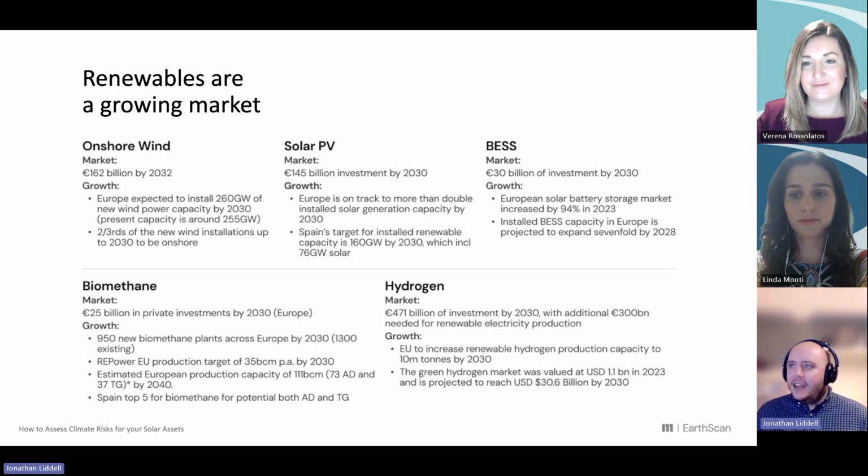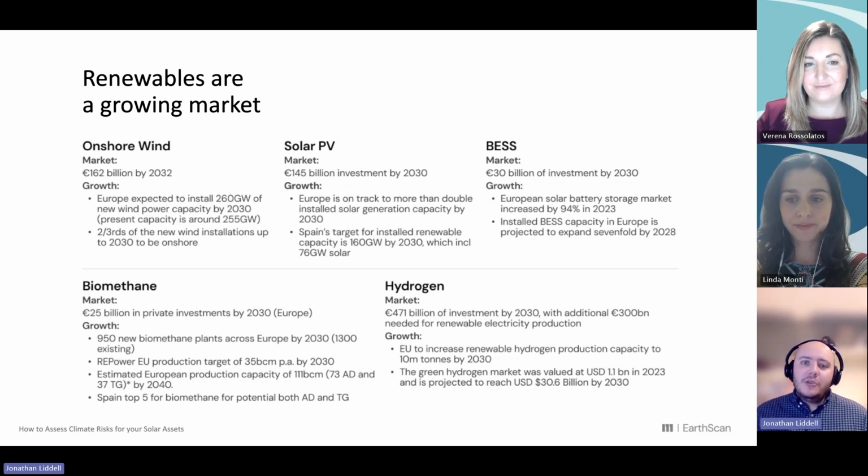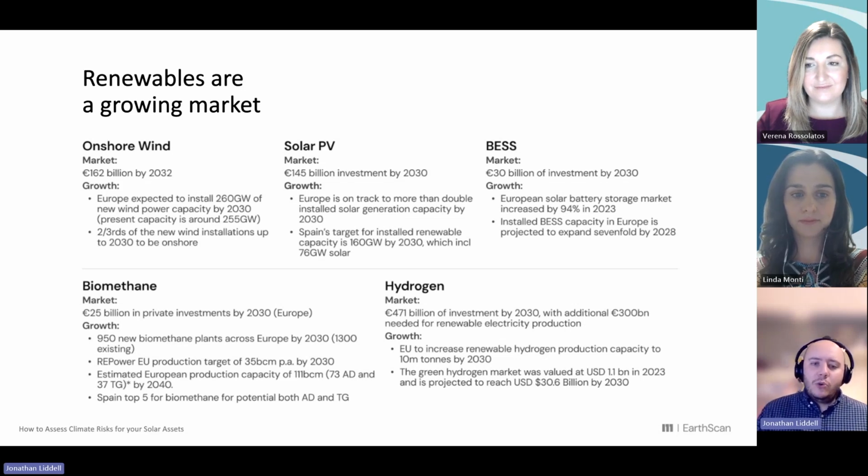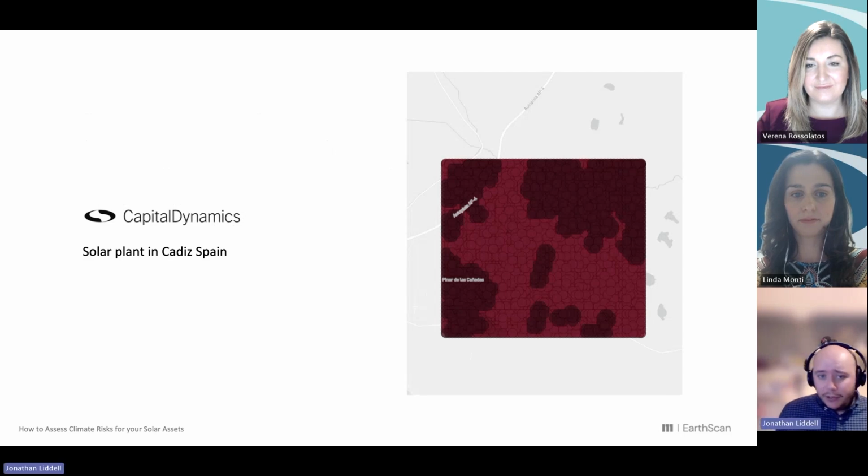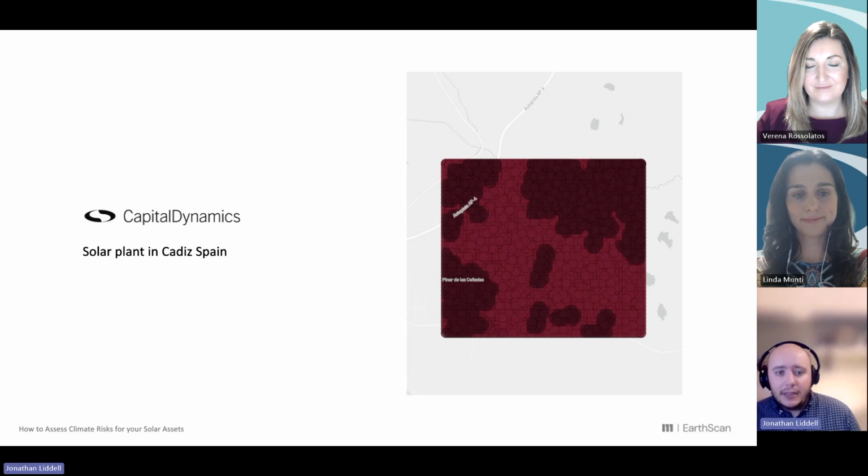And for solar PV, I work for Motiga Solutions, a Barcelona-based business, and Spain's target for installed renewable capacity is 160 gigawatts. That's more than double what it currently stands at today. So when it comes to ensuring good investment decisions and great location planning for each one of these assets, it's super important that organizations utilize a physical climate risk provider. And this is exactly what Capital Dynamics has done, especially for one of their assets in southern Spain, near Cadiz.